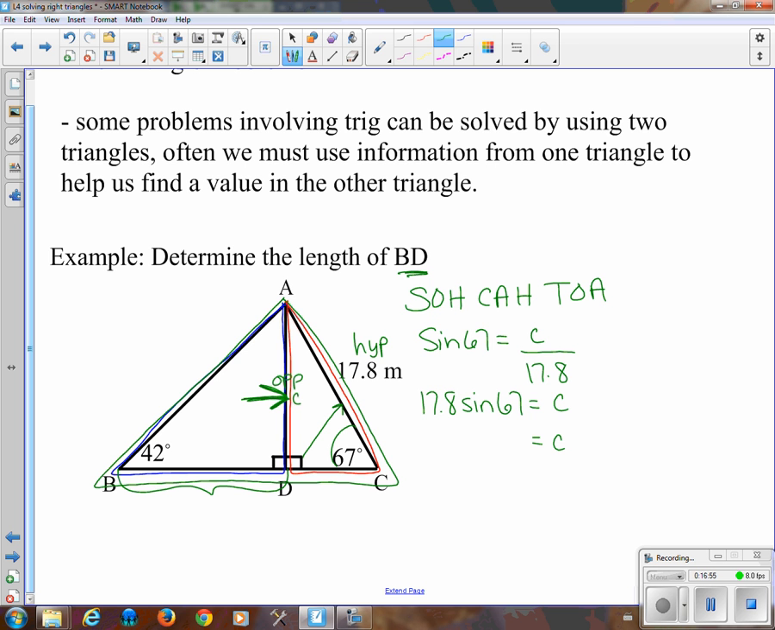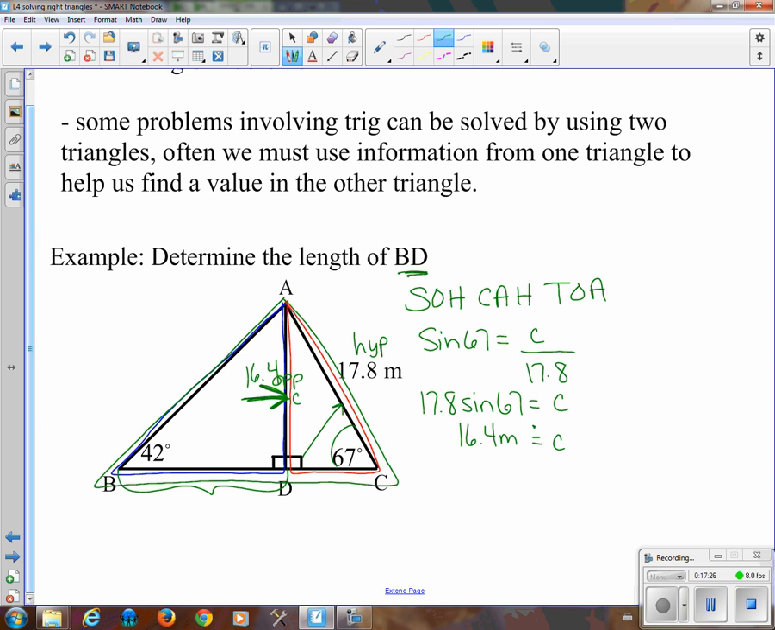And let me get that calculated. 17.8 times sine of 67 is about 16.4, which makes sense because it should be smaller than the hypotenuse, which is 17.8. Lovely. Now I know that that side, C, is 16.4.